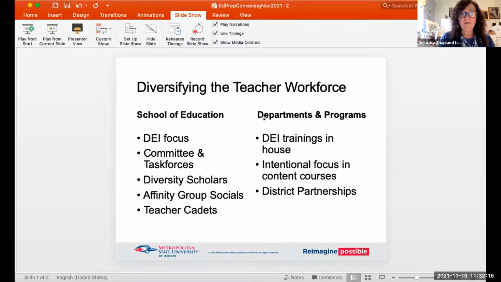And again, within that district as well, also working on recruiting from the high schools directly, right? So recruiting students to become those teacher cadets, to do that concurrent enrollment and start moving into the field of education, so that we can diversify the workforce outside of the university.